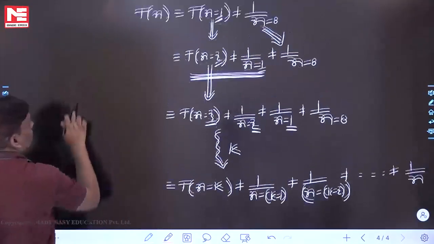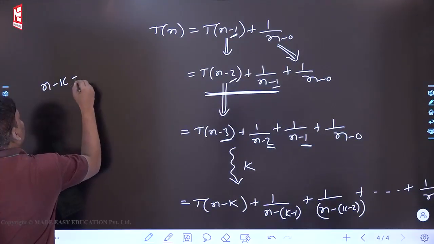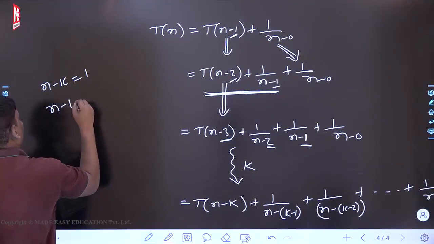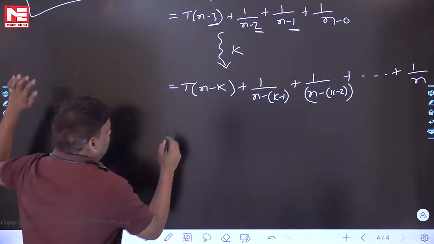Next one, let me find out k value. What is the answer? What is the termination here? That is also same thing. What is the answer? N minus k is equal to 1. N minus 1 is equal to k. K is n minus 1. Right? Let me write now.